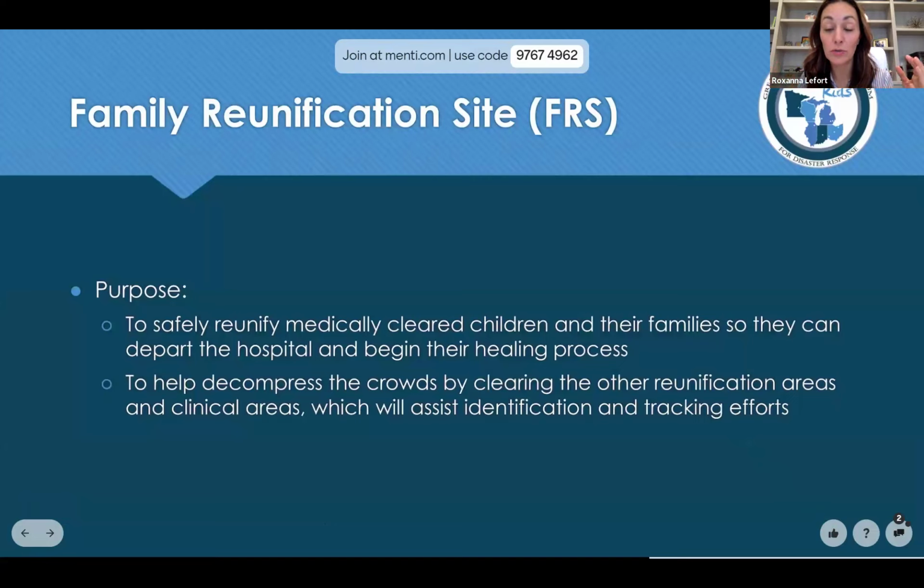So once you identify a child and the family, and you have that match, you really want them to reunify as soon as possible so that you can decompress both the Family Reunification Center and the PSA and the crowds throughout the hospital. So as quickly as you can reunify and get them out the door, that would be ideal. Next slide.